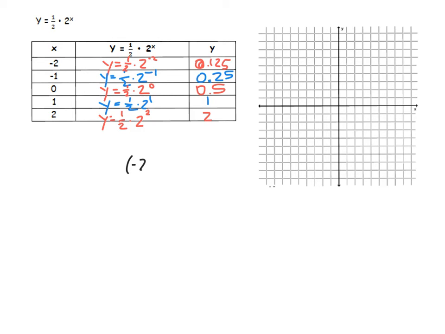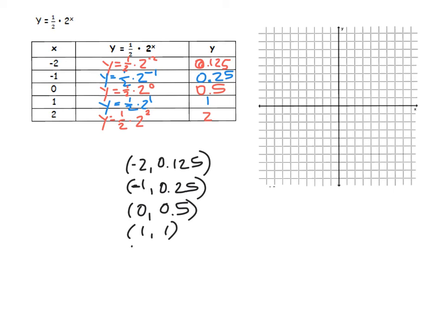So the points that we are going to plot are -2, 0.125; -1, 0.25; 0, 0.5; 1, 1; and 2, 2.